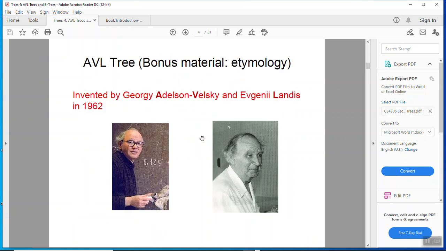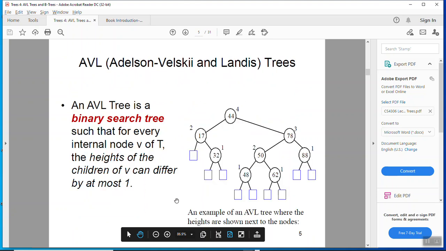The AVL tree was invented by this gentleman, but I am not going in depth about this. Different books have different definitions or explanations of AVL trees, but the concept is that the height is self-balanced. Different people explain this differently.